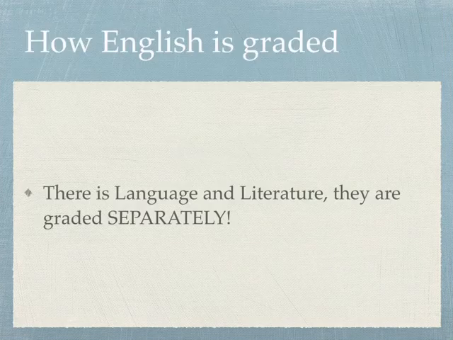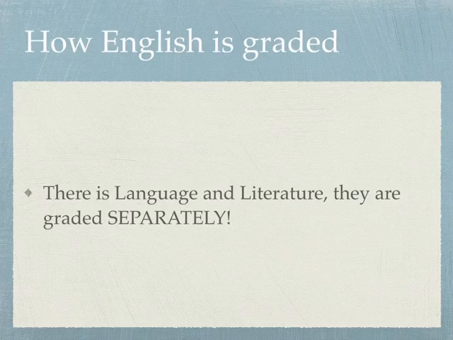English, IGCSE, you guys will be doing. So how is English graded? There's language and literature, and they're graded separately. So you'll get 2 grades. You might get C in language, and you might get A-star in literature. So it's different.